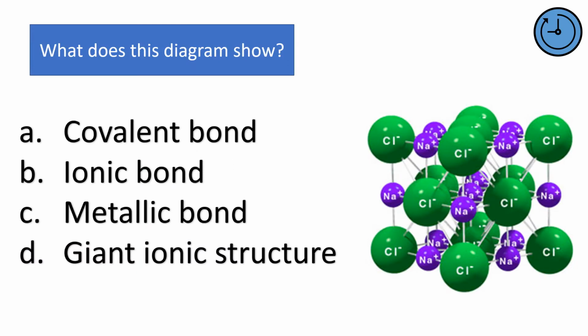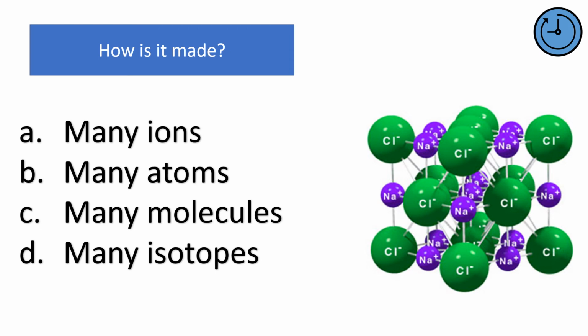Okay, so what is this diagram showing? What type of bond is this showing? Well, hopefully you'd recognise that this is the giant ionic structure that we've previously talked about. And how is the giant ionic structure, or the giant ionic lattice, made? Well, it's made with many ions, charged particles. You can see here the minuses and the positives.